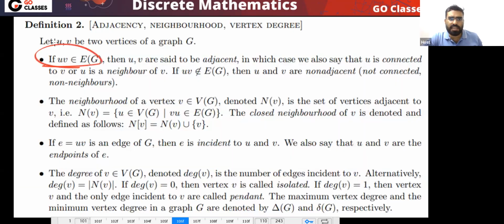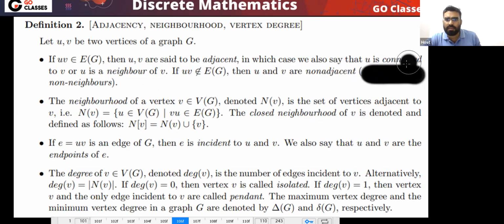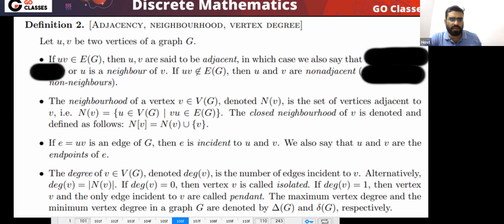So we have seen what an edge is. If U, B belong to an edge, then we call them adjacent, or neighbors. U is a neighbor of B. And if they don't have any edge between them, then they are non-adjacent. Actually, this word connected I should not use; after some time, I will tell you why. Anyway, these are the neighbors. And the neighborhood of a vertex is the set of all neighbors.